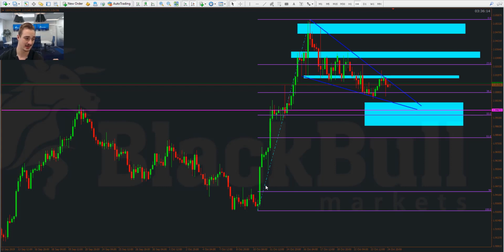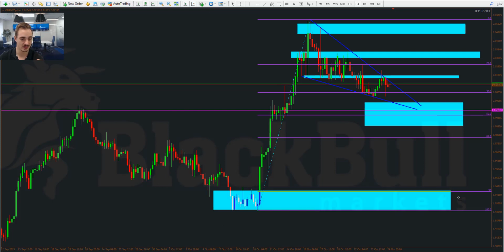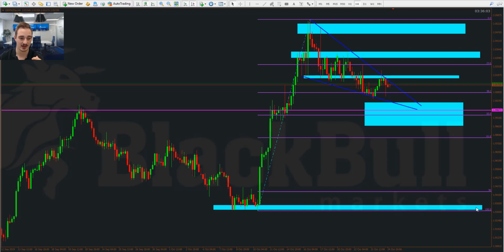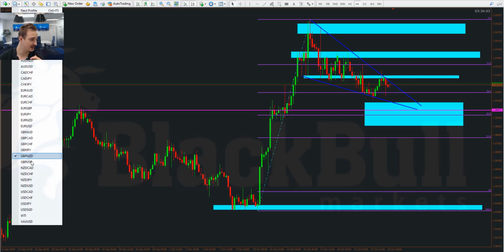However, if it does continue down, like I mentioned, a clean move to the downside too, to reach our possible target right down here, roughly the 1.9300 mark. Nice psychological level again. Now, moving on to NZD Swiss Franc.